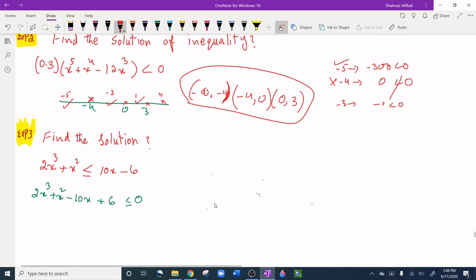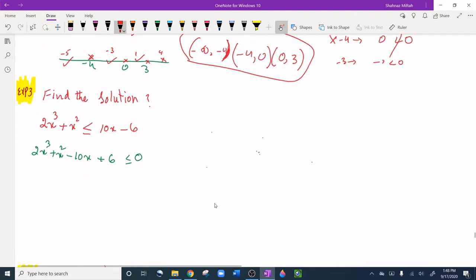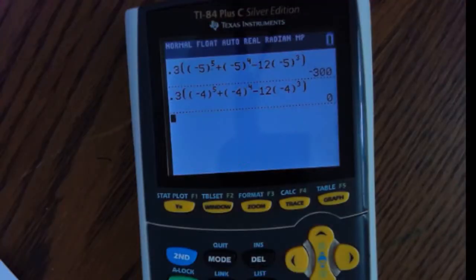Now let's find the solution for example number 3. If you check example number 3, this is my question, and I just moved the -10x and +6 to the other side of the inequality and made it equal 0. Now I'm going to graph this again with the 0, and I will find the points of intersection. So let's see how we find these points of intersection on the calculator. Let's go back to the calculator.